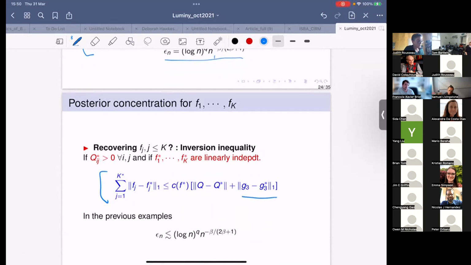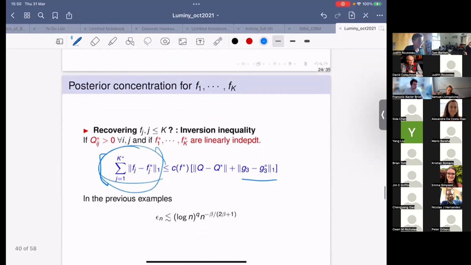You obtain your inversion inequality, and so the epsilon n rate I obtained there will lead to an epsilon rate for the emission densities. It's also good. So for instance, in the case of mixture of normals, I have n to the power minus beta over 2 beta plus 1, and that's what I expect. So that's good.